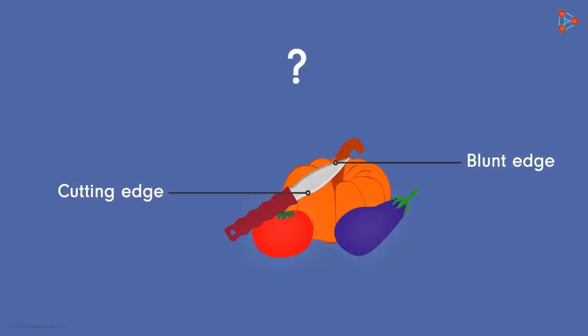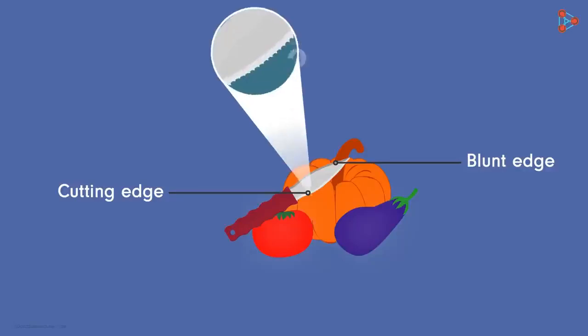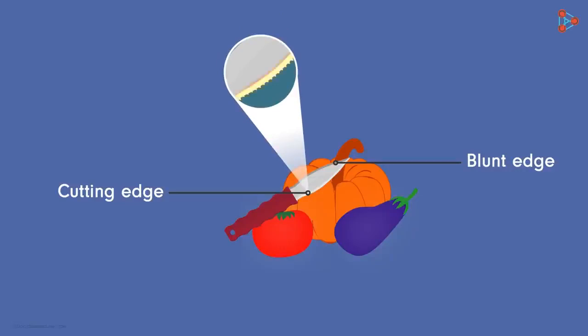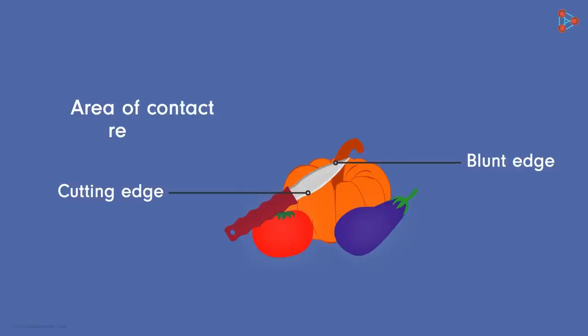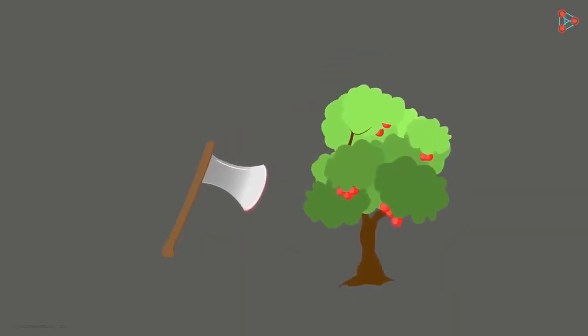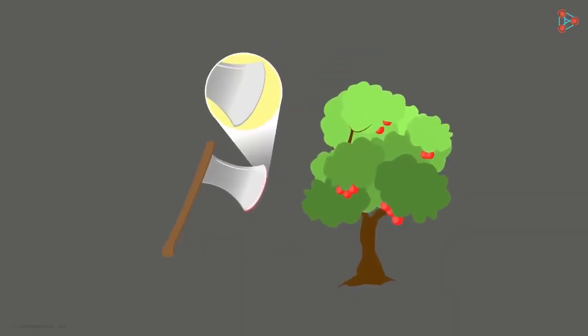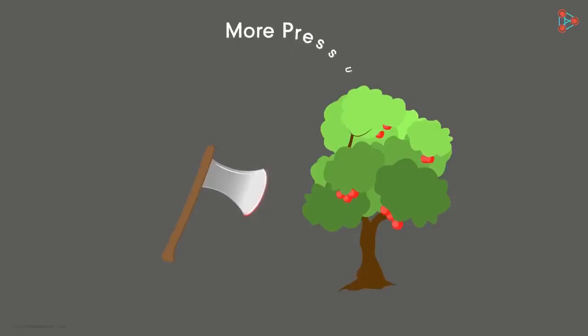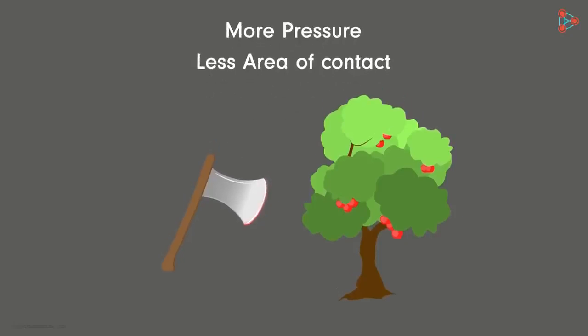Well, at first sight, the two edges might look the same to us. But if you look at them carefully, the cutting edge has small triangle-like shapes with sharp outer points. The other edge has nothing of these. So if you cut a vegetable with a cutting edge, the area of contact between the vegetable and the knife is greatly reduced. Hence, more pressure is applied on the vegetables using the cutting edge of the knife. Axes used to cut trees also have sharp cutting edges instead of blunt ones. It increases the pressure on the tree due to the less area of contact.